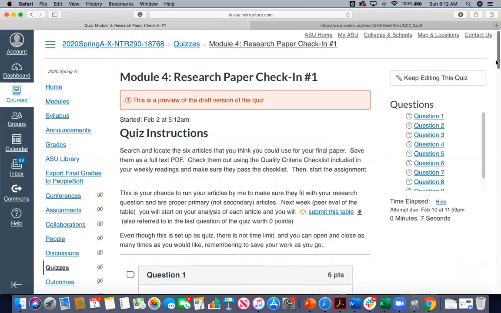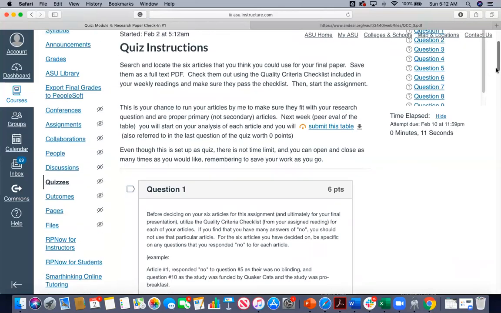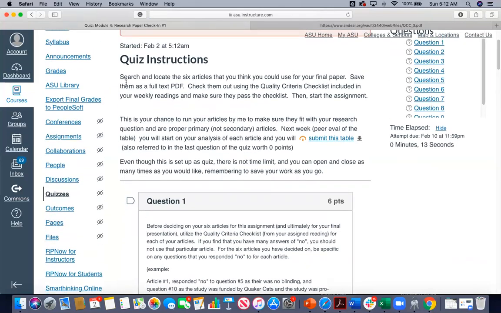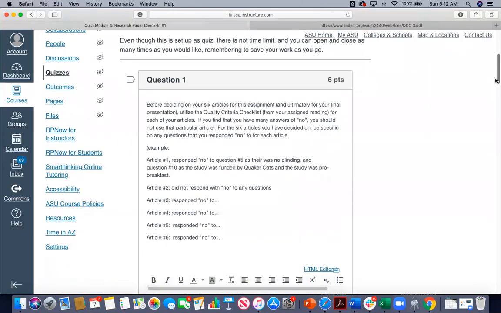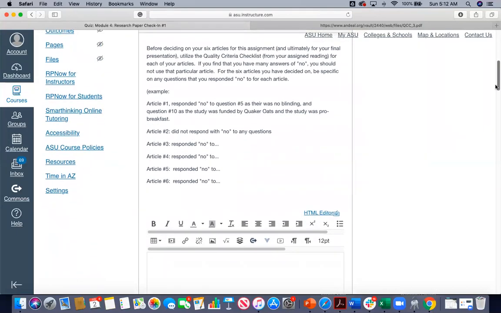So as stated before, you're going to find your 6 articles that you think will be the ones that you want before you start this assignment. Then you're going to run each of them through the quality criteria checklist.